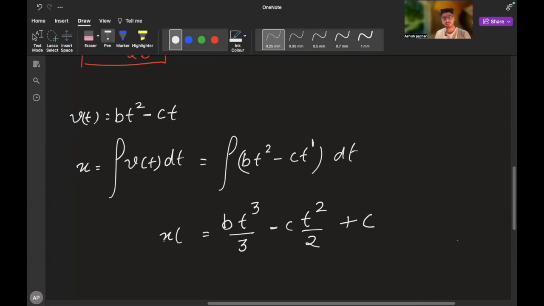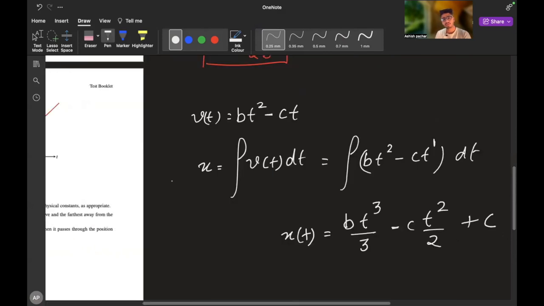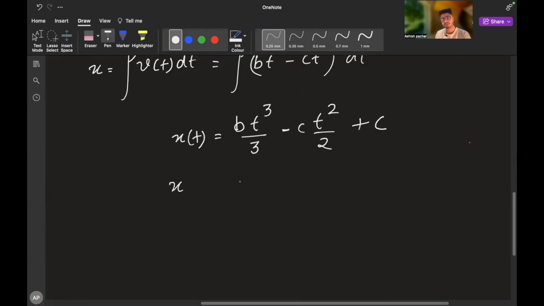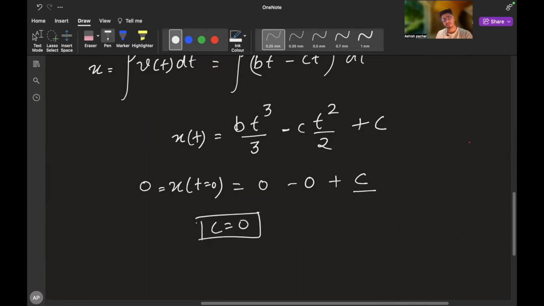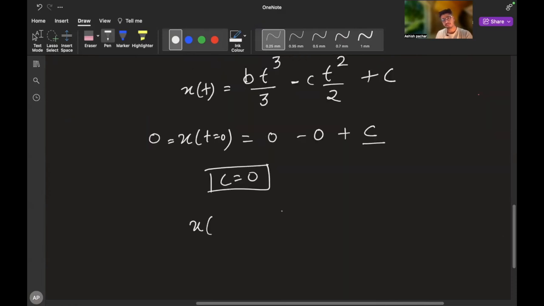But as per the question, they have mentioned the initial position is 0 when the time is 0. So this becomes 0, this becomes 0, and we are left with the constant C. Since the initial position is given as 0 at time 0, the C value comes out to be 0. So the position time function is x = bt³/3 − ct²/2, and that is the position time graph.